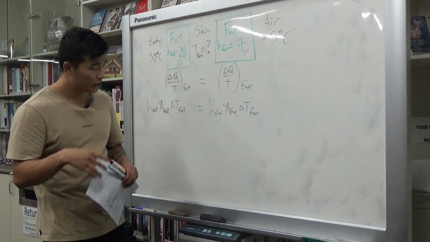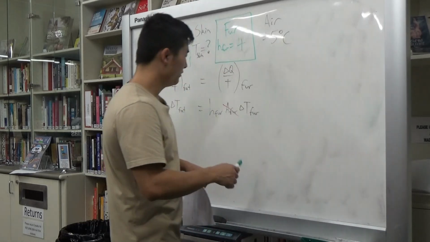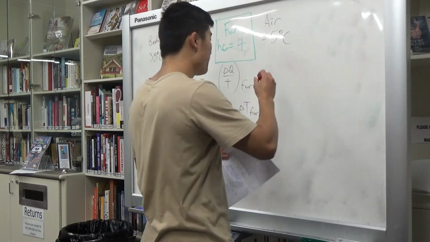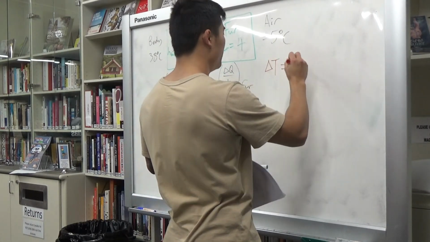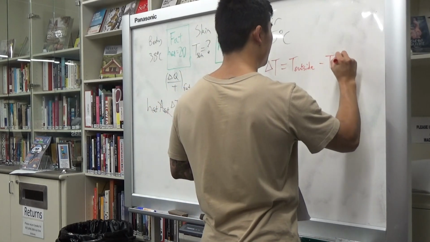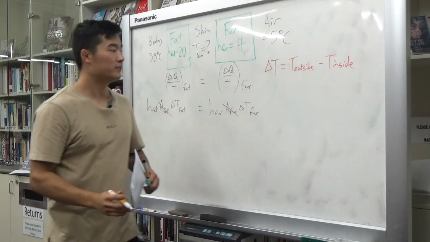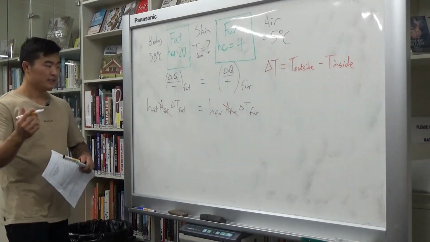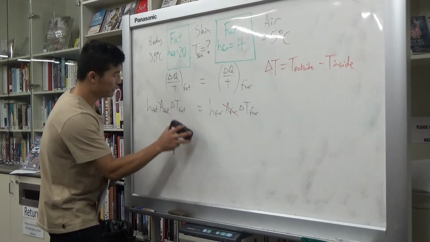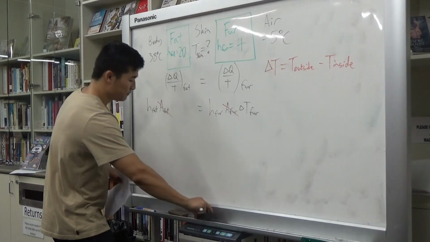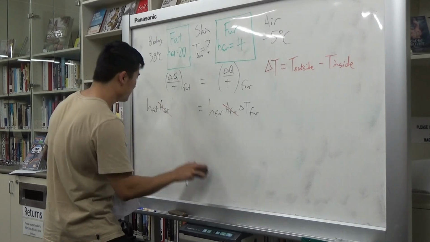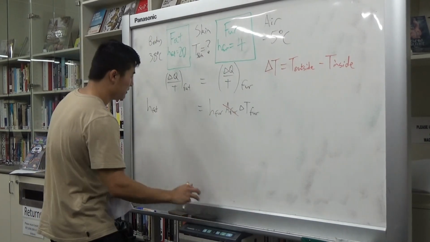And then, so here, we don't know delta T, so we need to replace delta T with T outside minus T inside. Okay? So we're going to replace delta T with outside minus inside. So I'm going to get rid of this as well.